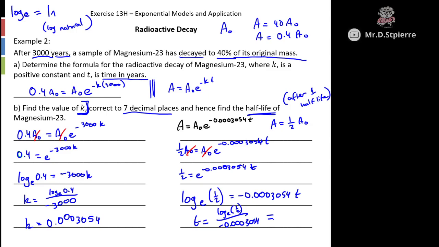Enter, is equal to 2269.637. So it is roughly equal to 2270 years is the half-life of magnesium 23. That is a long time.